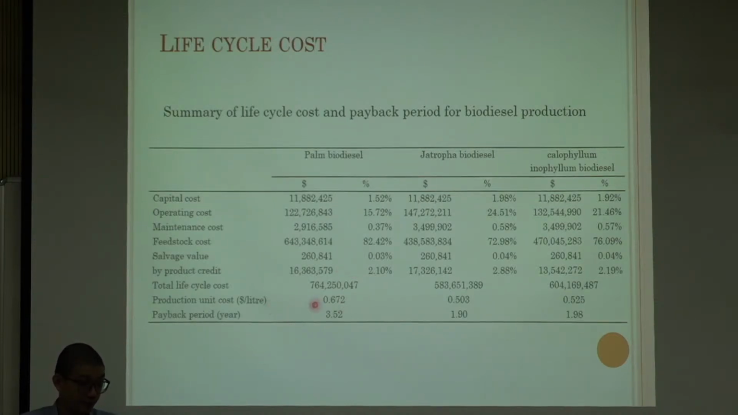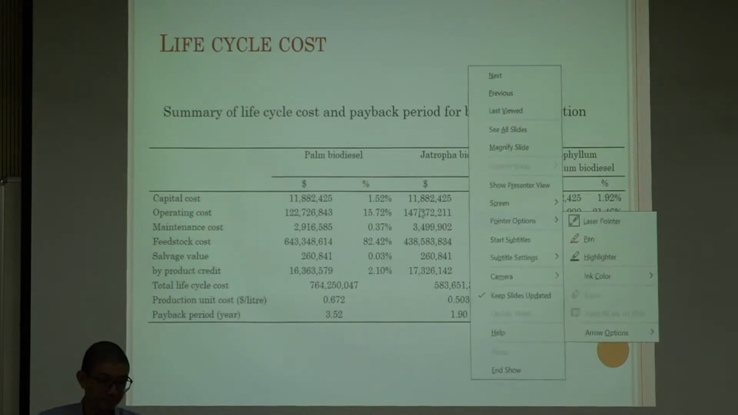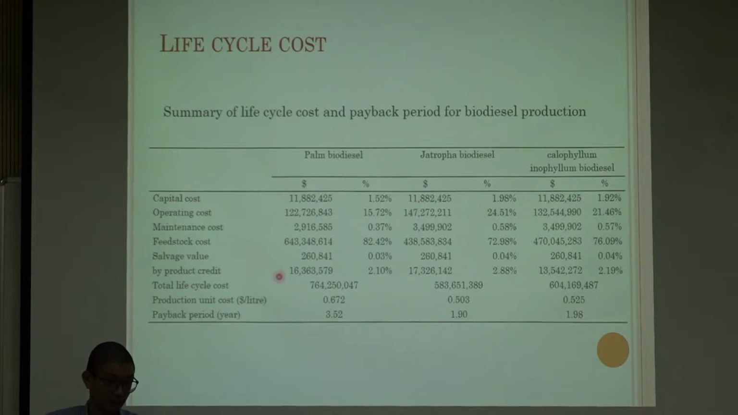Then from here, we can get the total life cycle cost and total production cost. What is the potential production cost? Then what is the payback period? Based on the assumptions that we make. So the assumptions that we make, we put a certain percentage of the interest rate and certain percentage of the costs and the value. I mean the potential selling price of the biodiesel.